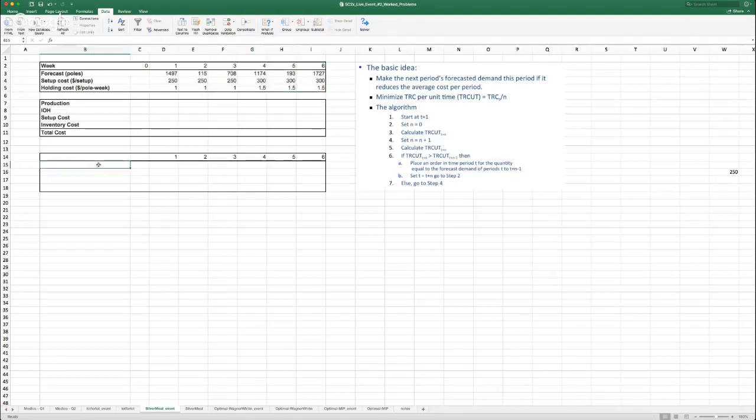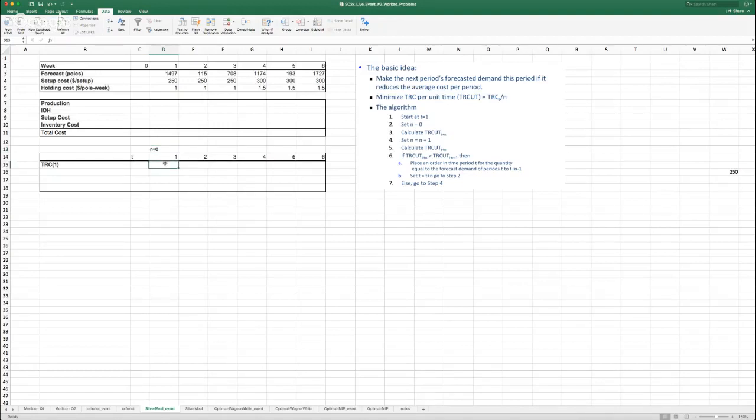We'll start with step 1, which is we need to start at T1. You can see this is T. Then you need to set n equal to 0. Let's set n equal to 0 here. This will be clear why I'm doing it this way. There are many other ways of going about it, but this is one way that you guys can follow. Then we need to calculate the total relevant cost per unit time. So we'll do it for t equal to 1.